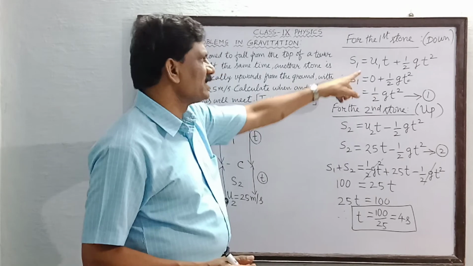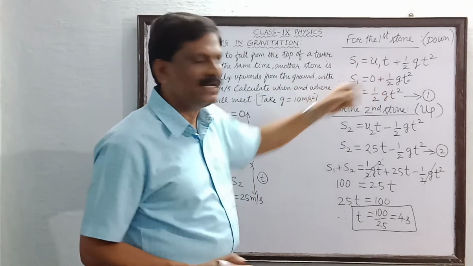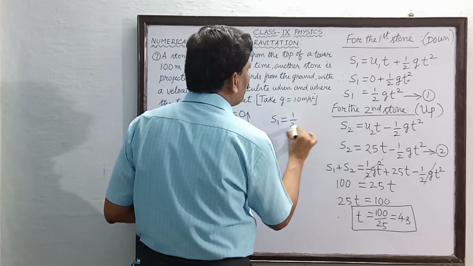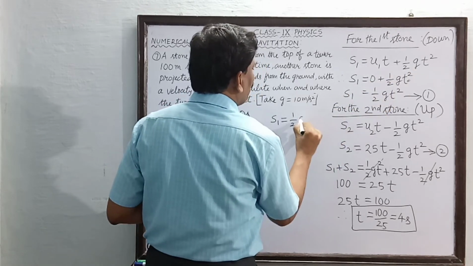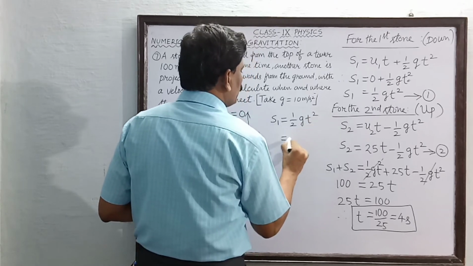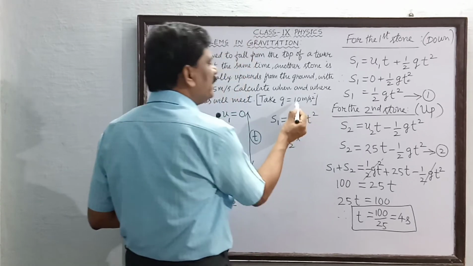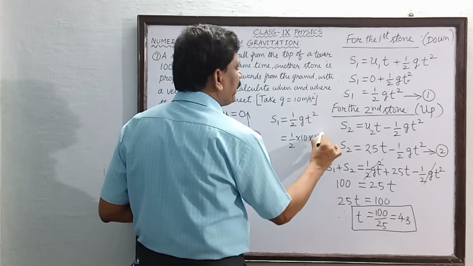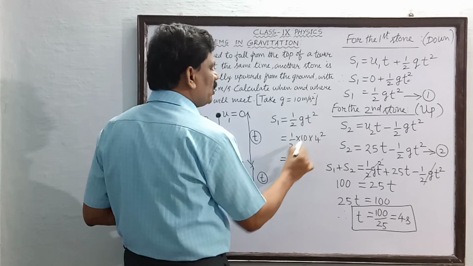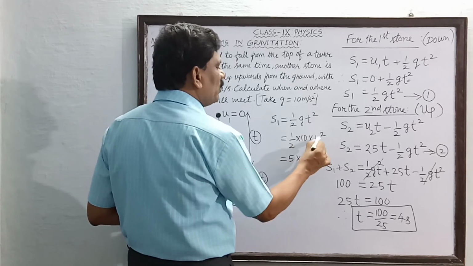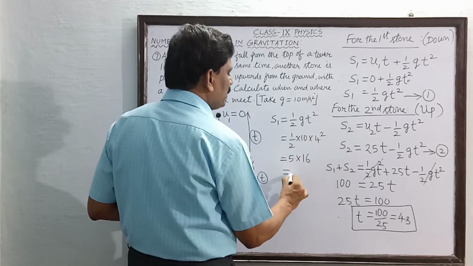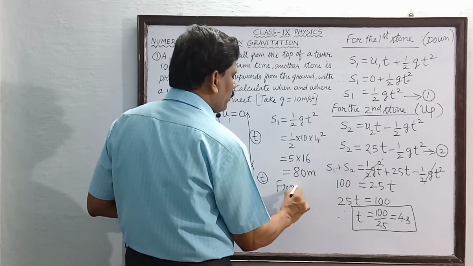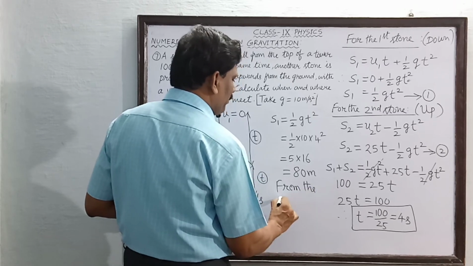I am going to prefer S1 because it is very simple, is it not? So my dear students, now S1 is equal to half gt square. So this is 1 by 2 into g, which has to be taken as 10. So half into 10 into 4 square. So this is equal to half into 10 is 5, 5 into 4 square is 16. So this is equal to 80 meter from the top of the tower.